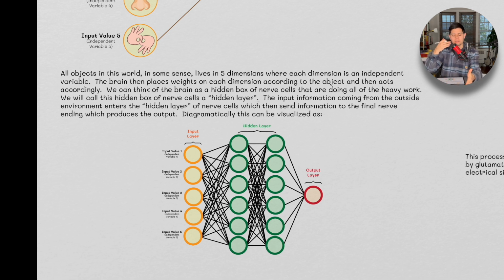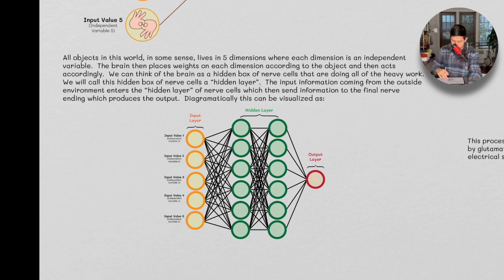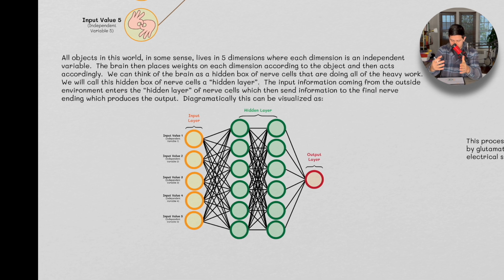So the weights that are attributed to me perceiving the mic, for example, are very, very low, whereas the weights for the smell and the sight of the cupcake are going to be very high, okay? And so the input information coming from the environment enters something called the hidden layer.